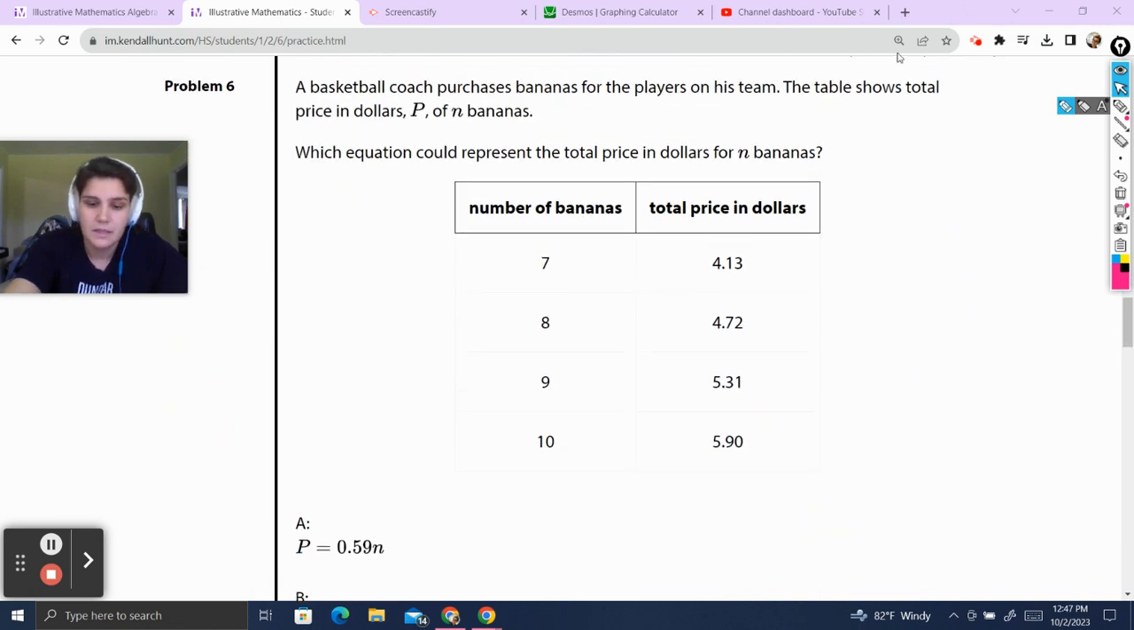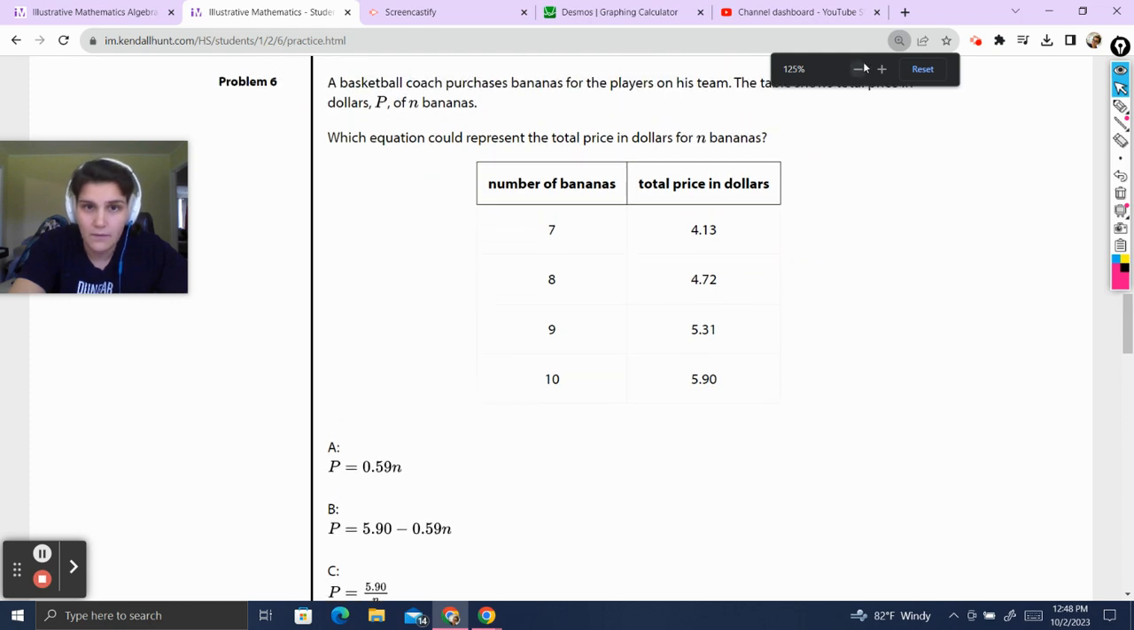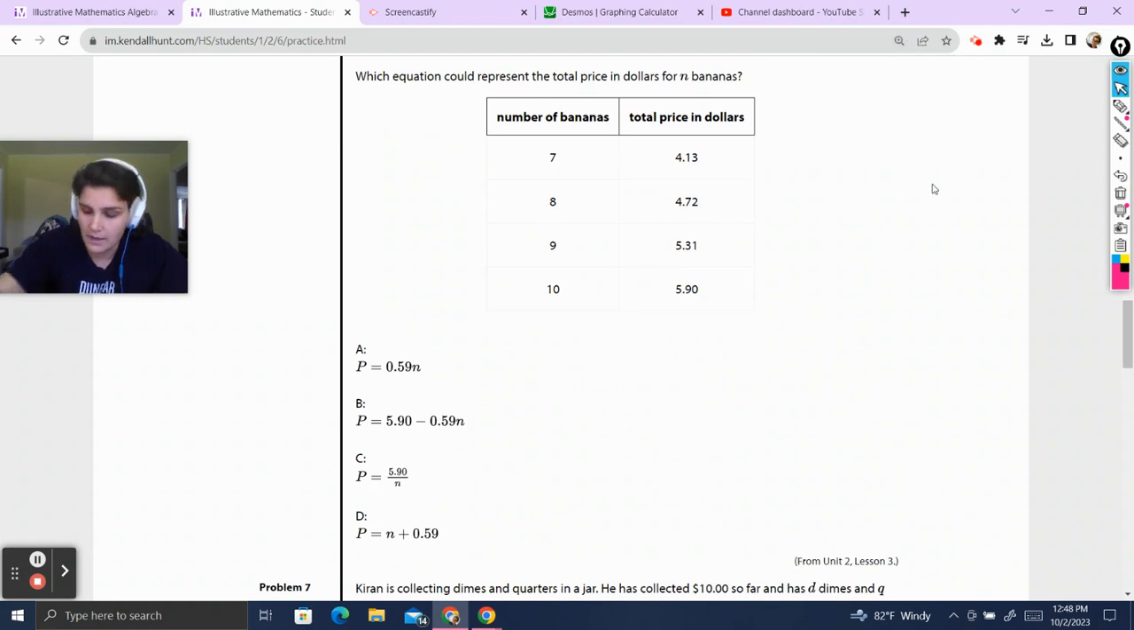Problem number 6. A basketball coach purchases bananas for the players on his team. The table shows the price in dollars, P of n, of n bananas. Which equation could represent the total price in dollars for n bananas? So 7 bananas cost $4.13, 8 bananas cost $4.72, 9 bananas cost $5.31, and 10 bananas cost $5.90. Doing some quick division, I realize a banana costs 59 cents.